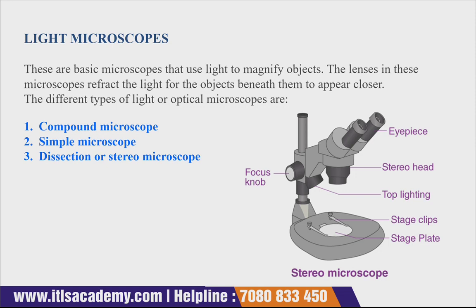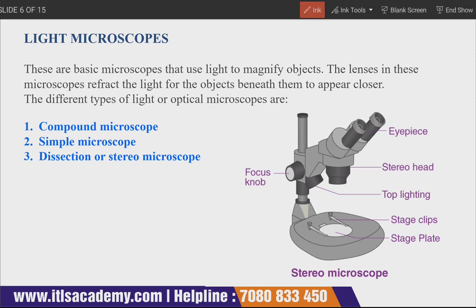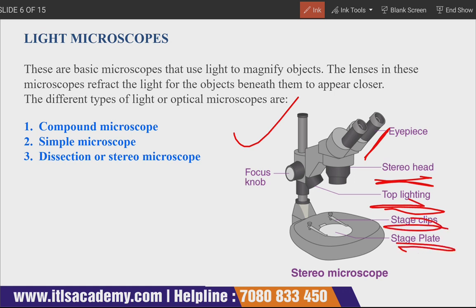Now moving to the next, that is the light microscope. Somewhat like this, a light microscope looks like this. Here is an eyepiece. This section is an eyepiece where you place your eye. Then it is a stereo head. This is a top lighting. Then it is a stage where you put your slide on it. This is a stage plate.